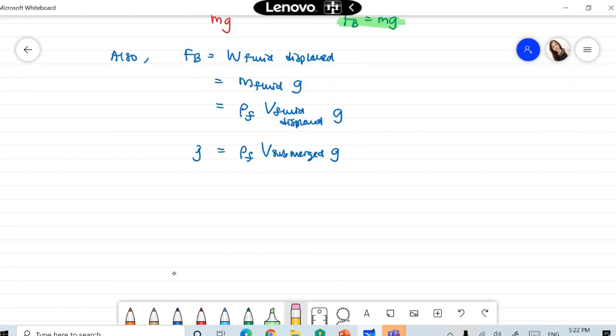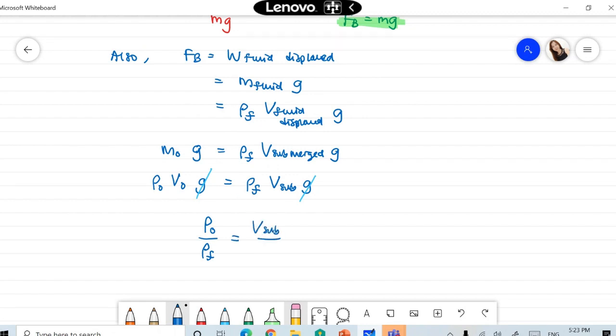M is referred to the m of the object. I put O to represent the object. So now I want to make a comparison between the rho of the object and the rho of the fluid. So mass of the object is rho of the object multiplied with the volume of the object, times g, equal to the rho of the fluid multiplied with the volume of the submerged portion, times g. So g and g can be cancelled off. So eventually you get the ratio of the density of the object to the density of the fluid is equal to the volume of the submerged portion to the volume of the object.